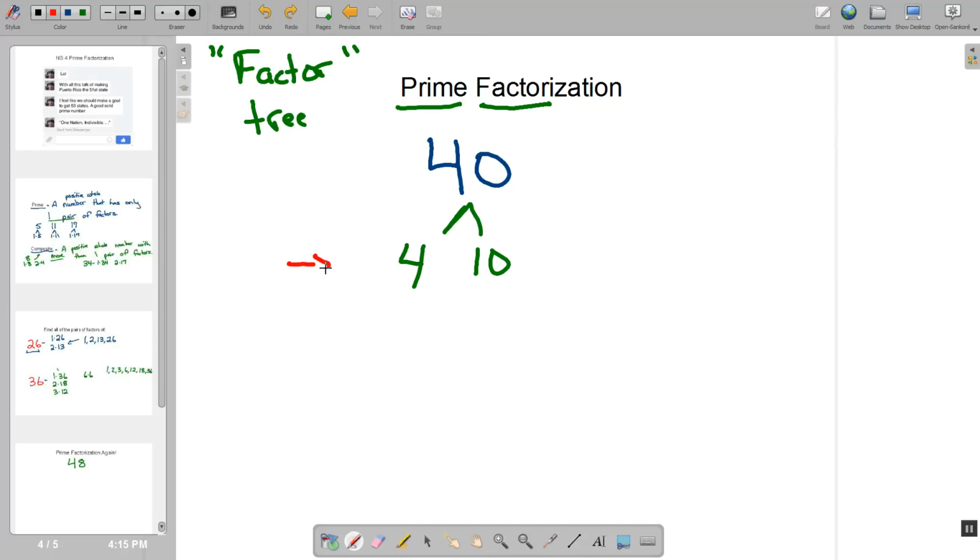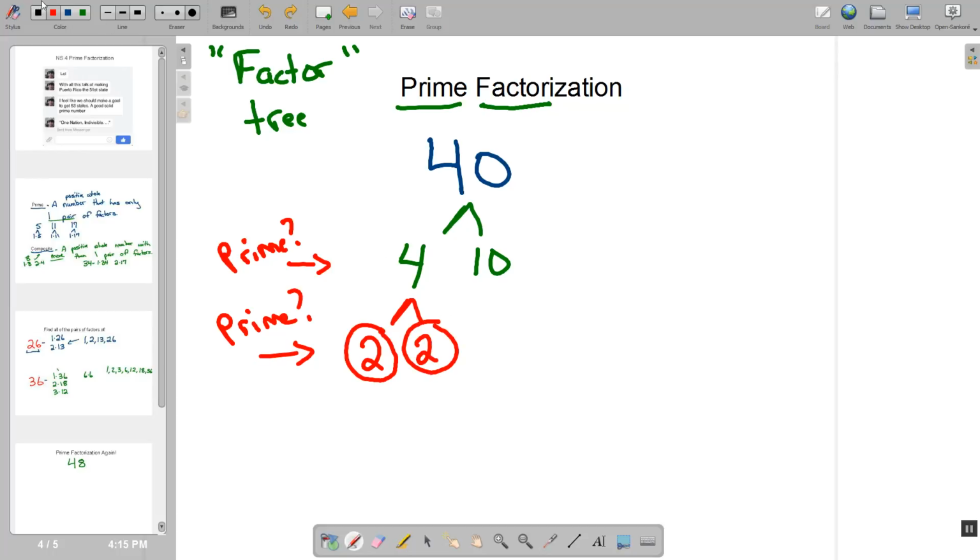Now, what we have to ask ourselves, are these prime? If the number is prime, we circle it and we're done. Well, 4 is not a prime number, so we can break it up further into 2 times 2. Now, we do not want to ever do 1 times anything because 1 is not a prime number, which you should know from the sieve of Eratosthenes activity. If you're unsure why 1 is not prime, make sure you come and talk to me. But we do know that these numbers down here are prime, so we are going to circle them, which means we're done. Once a number is circled on our tree, we are done.